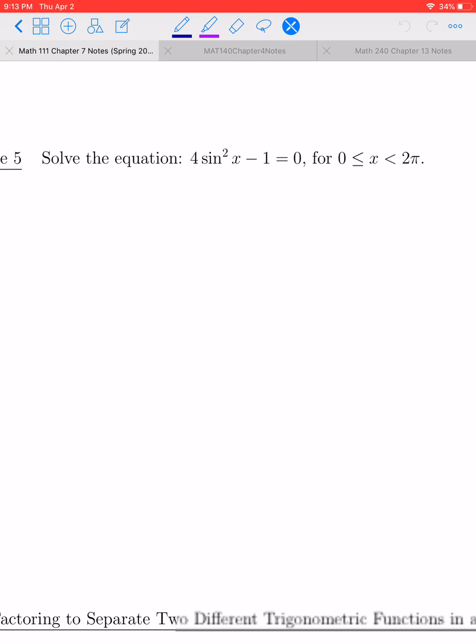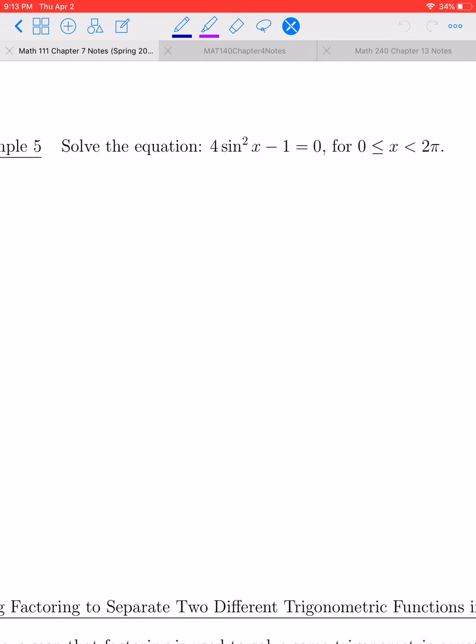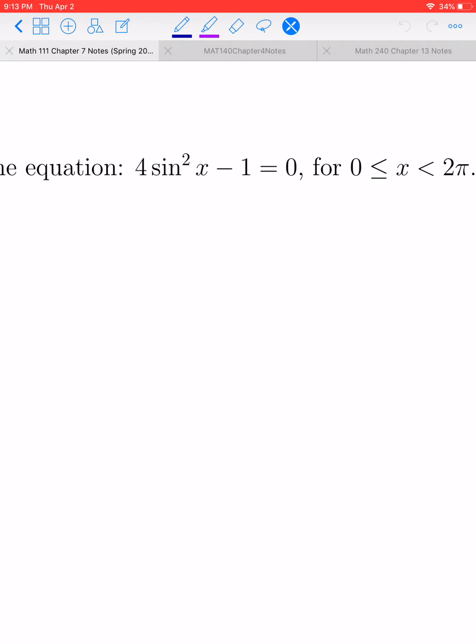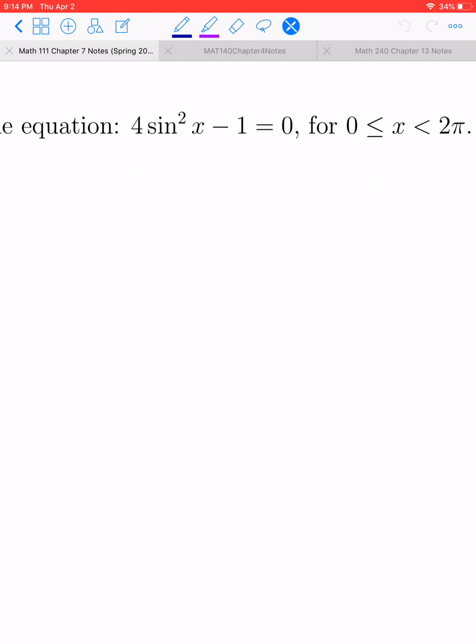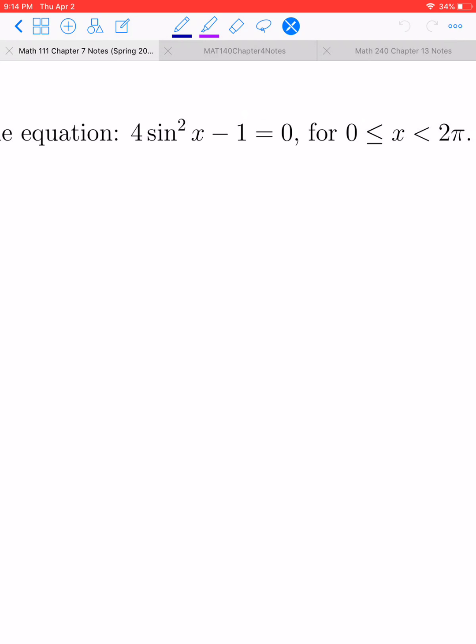Let's take a look at another one. In example 5, we want to solve the equation 4 sine squared x minus 1 equals 0, again, in between 0 and 2 pi. This is another quadratic trigonometric function. It's quadratic in the variable sine of x. If you, again, wanted to do a substitution, you could do that. You could let u be equal to sine of x. But I'm just going to solve it as it is.